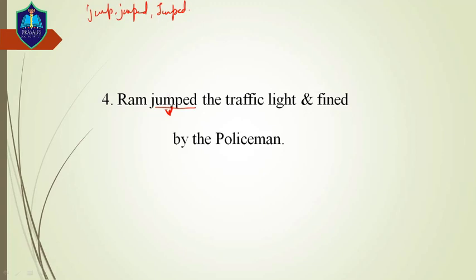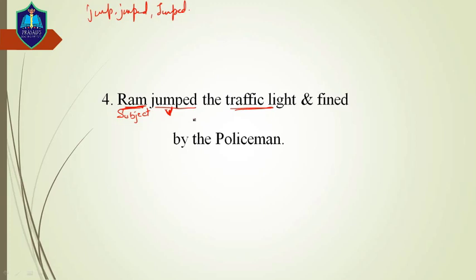We can make it in all three forms, and this is the verb. Next, we have to identify the subject. It is not in the passive voice, it is in the active voice. So, because it is in active voice, the subject becomes the doer here. So, who is the doer? Ram. What is he doing? He is jumping. So, Ram is the doer and Ram is the subject here. So, the is there. Ram jumped the traffic light.